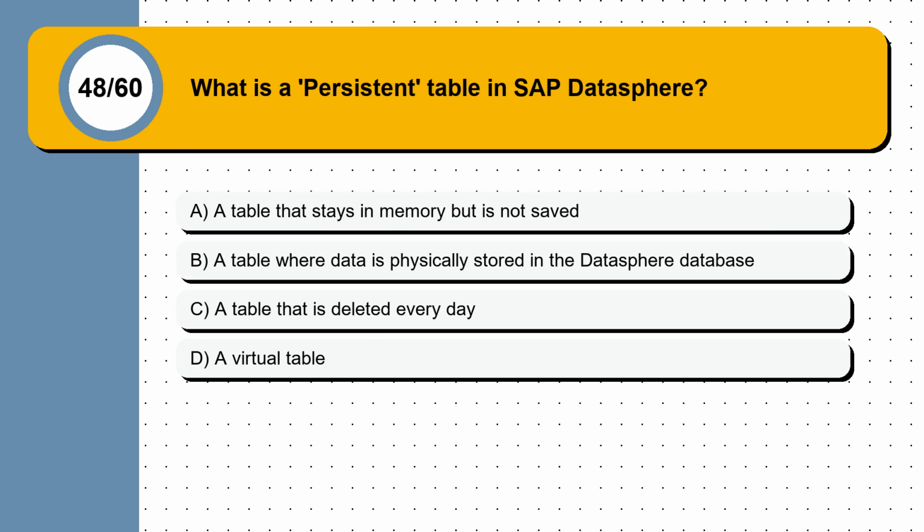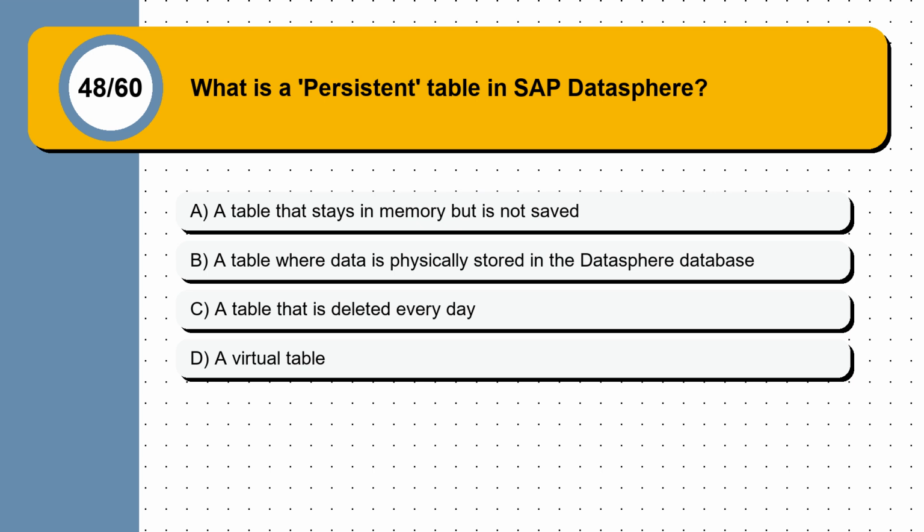Question 48. What is a persistent table in SAP Datasphere? Option A, a table that stays in memory but is not saved. Option B, a table where data is physically stored in the Datasphere database. Option C, a table that is deleted every day. Option D, a virtual table.